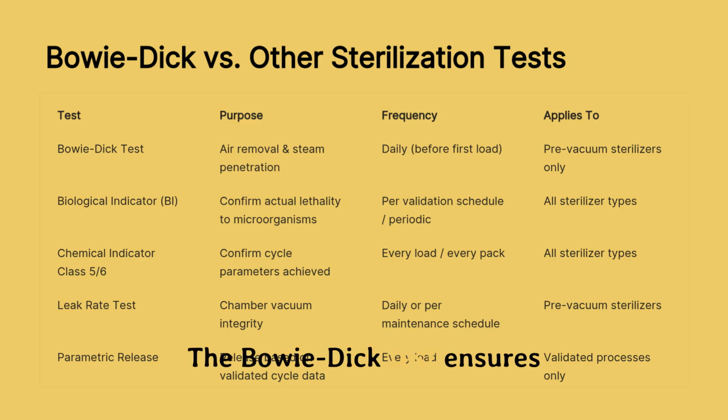The Bowie Dick Test ensures air removal and steam penetration, performed daily for pre-vacuum sterilizers. Biological indicators confirm microbial lethality per validation schedules across all sterilizers. Chemical indicators verify cycle parameters for every load. Leak rate tests check vacuum integrity daily or as needed for pre-vacuum sterilizers. Parametric release relies on validated cycle data for each load in validated processes.